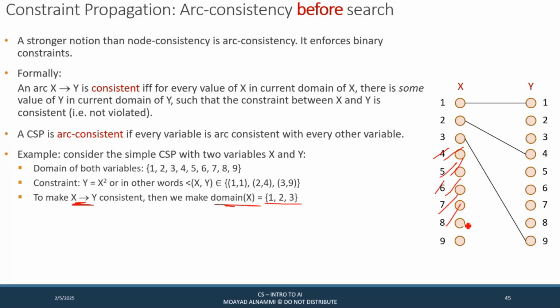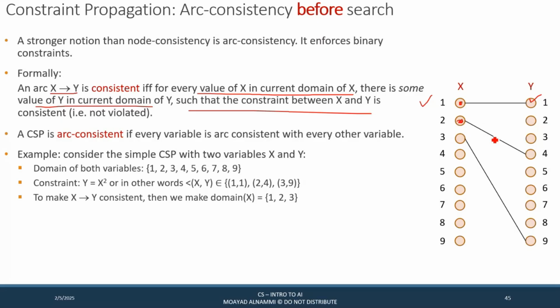Why is this the case? Well, look at what this definition says: x goes to y is consistent if and only if for every value of x in the current domain of x, there is some value of y in the current domain of y such that the constraint between x and y is consistent. So if we look at 1, there is some value to assign to y that makes the constraint between x and y consistent. So I don't need to remove 1. What about the value 2 for x? The value 2 for x, there is some value, so no need to remove 2. What about 3? 3, there is some value, so no need to remove 3.